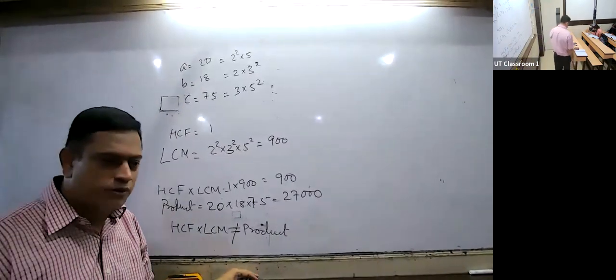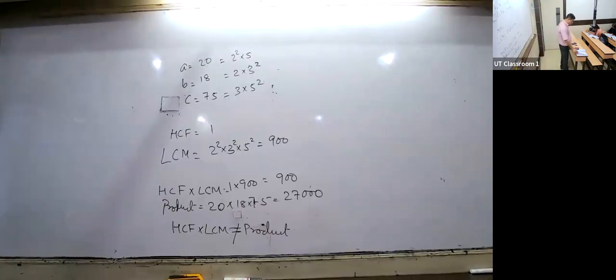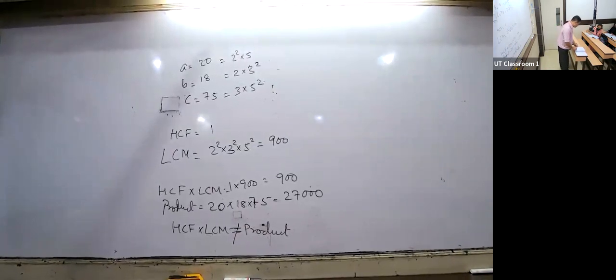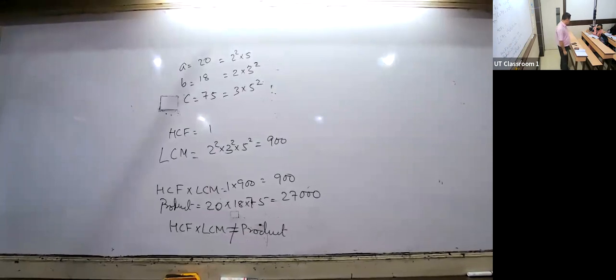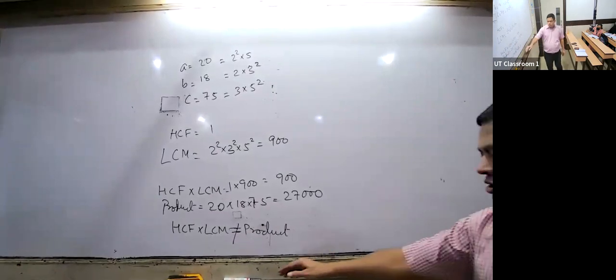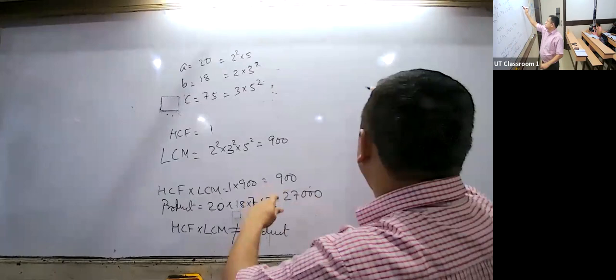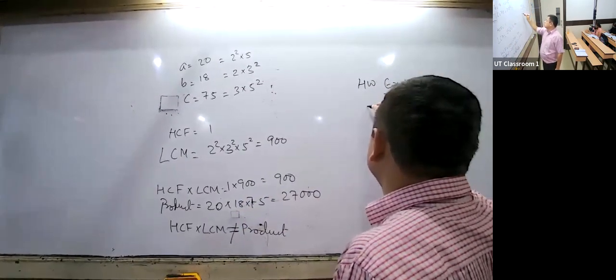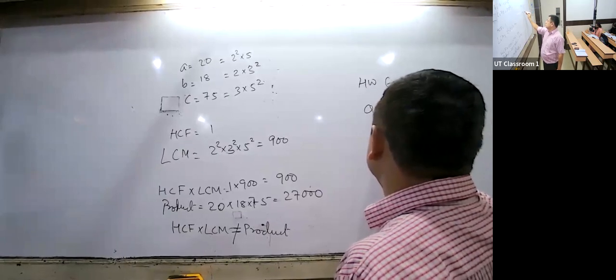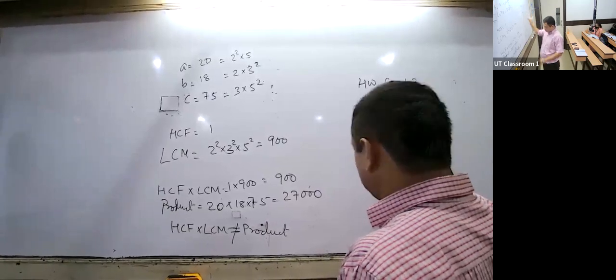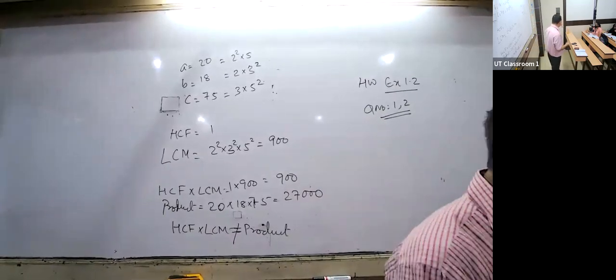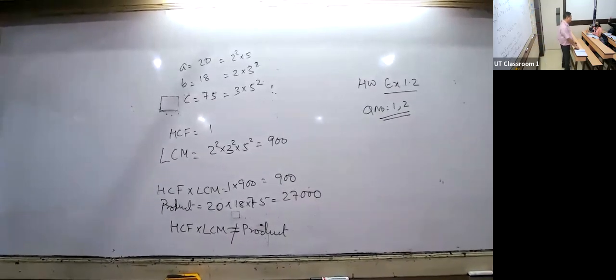Okay. Time over now. Yes, sir. Homework exercise, homework questions, you have to do. Exercise 1.2, question numbers, which one? 1, 2. Okay. And the last class I have given something, you nobody reminded me.